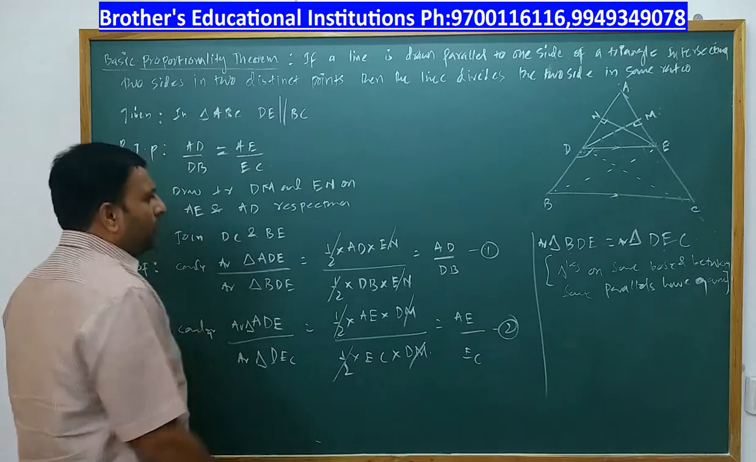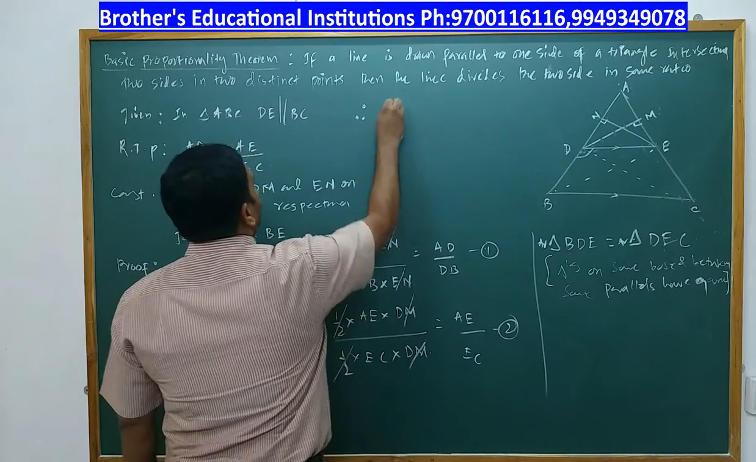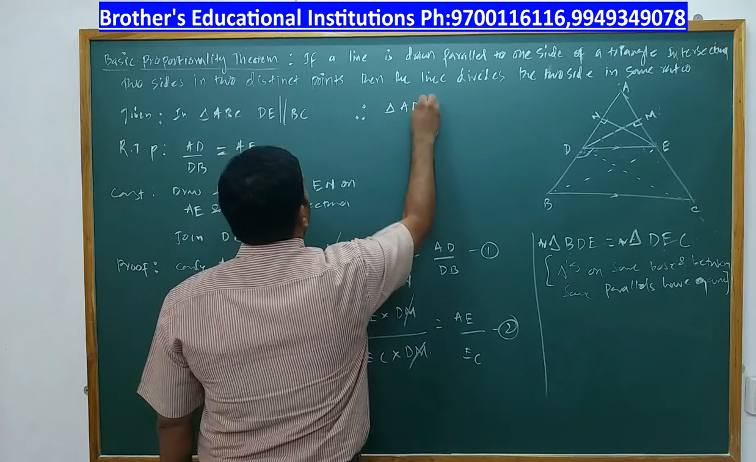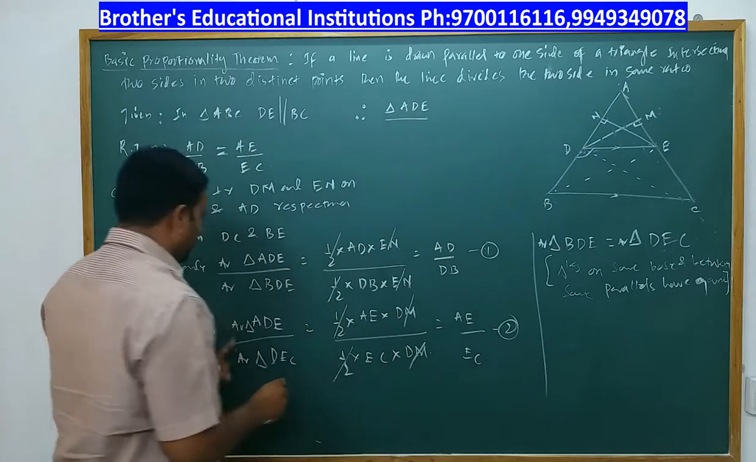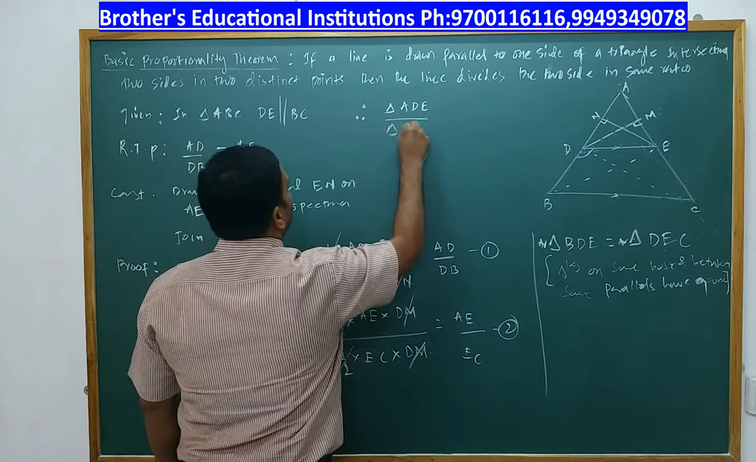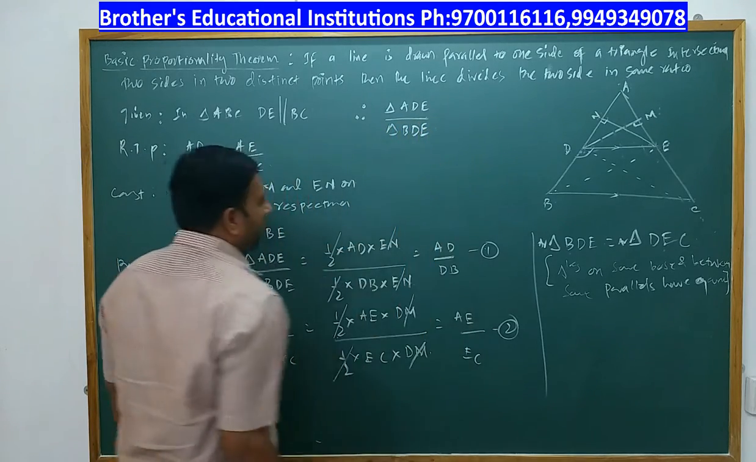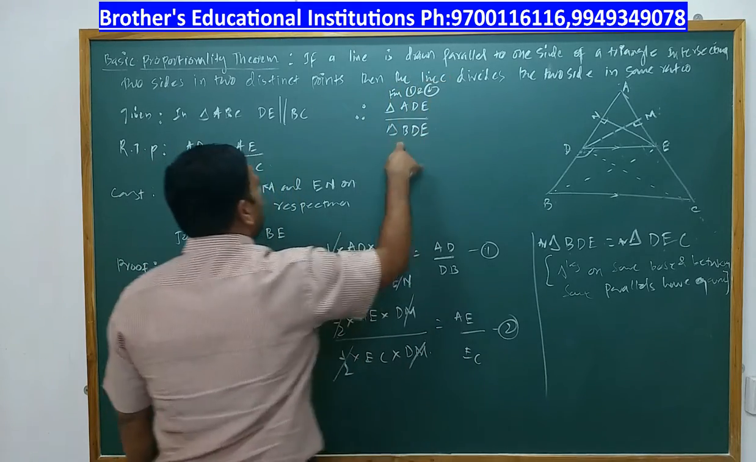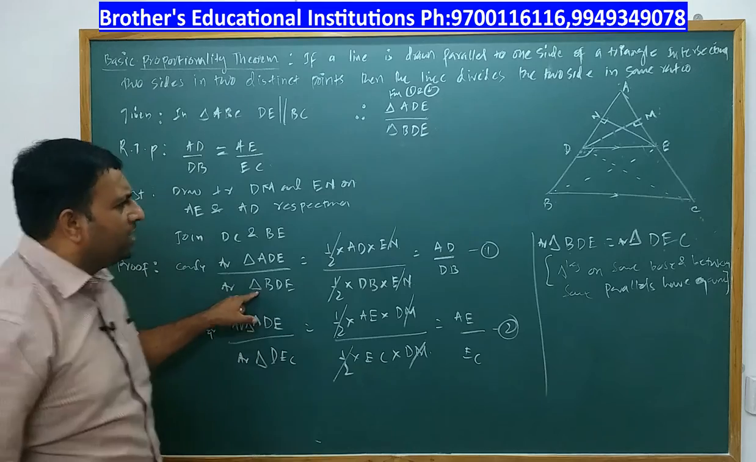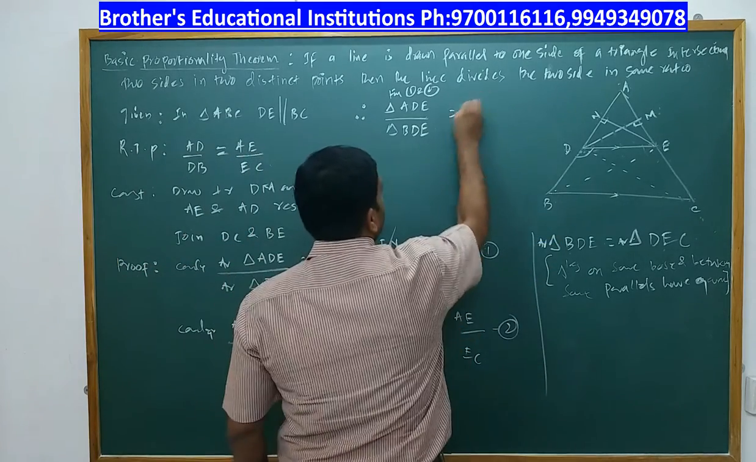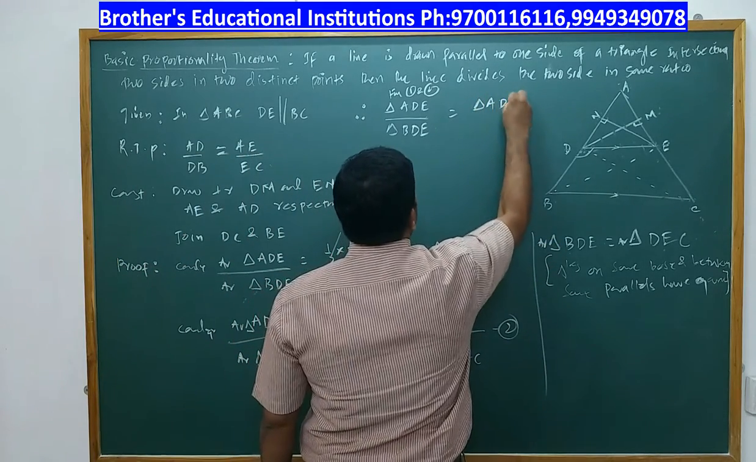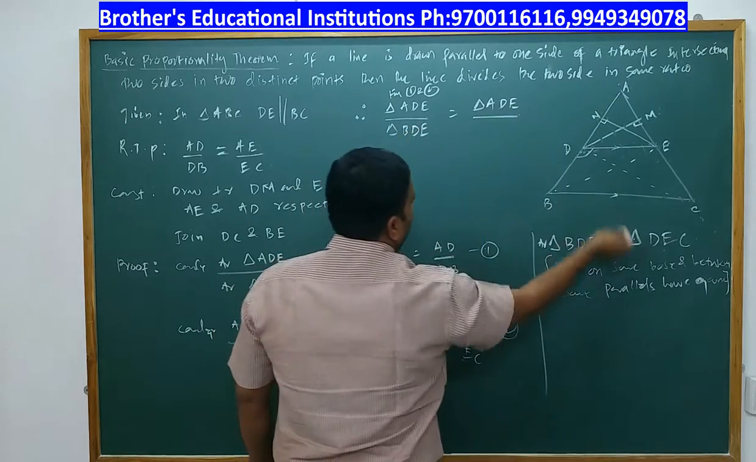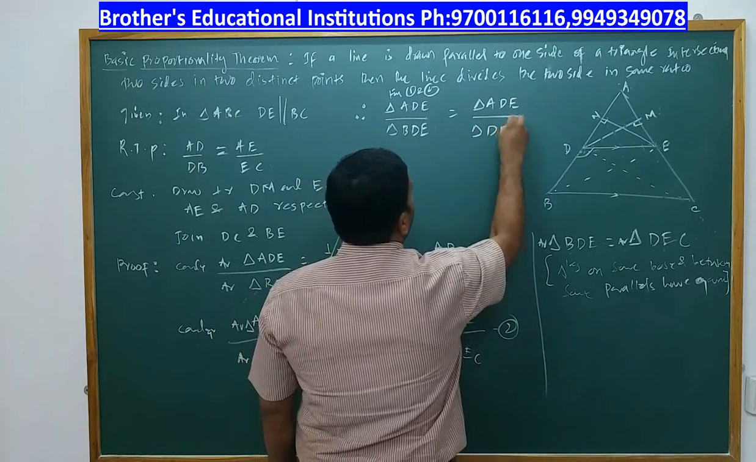So from 1 and 2 I will write, therefore, triangle ADE by triangle BDE, right? From 1 and 2, triangle ADE by triangle BDE. But triangle BDE is equal to triangle DEC. So it is equal to triangle ADE by, instead of BDE, what can I write? I can write area of triangle DEC.